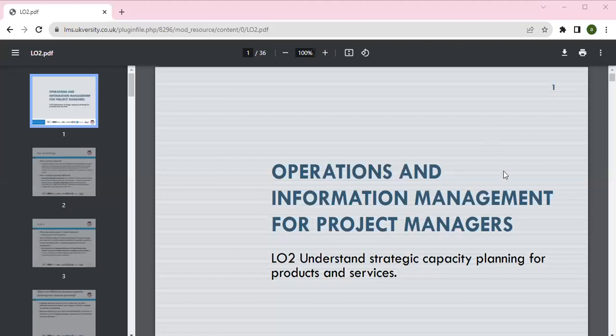Today's lesson, LO2, will be our key focus: understanding strategic capacity planning. During our lesson one, we discussed information systems and different operational functional areas: HR, production, marketing. These are operational areas. And today's lesson will be capacity planning for products and services. That will be the key in our lesson today.